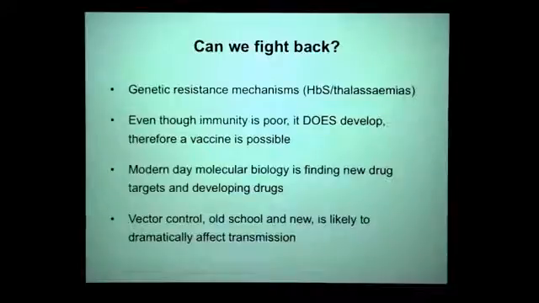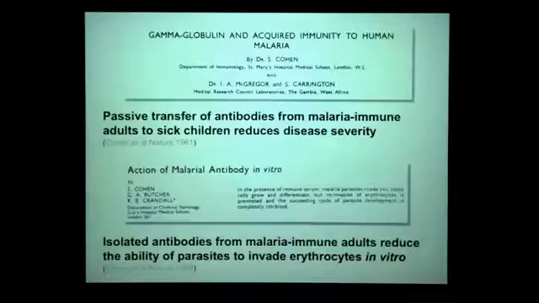I've touched on this idea that the human immune system, although it's poor, does actually develop. So we are able to launch an immune response against malaria. And in some ways, that's the basis of all our strategies to develop an anti-malarial vaccine: immunity can arise, so it should be possible to stimulate it in a very specific way. These were absolutely classic experiments in the 1960s, which showed that passive transfer of antibodies from a malaria-immune individual to a non-immune individual was protective, and later showing that those antibodies could block the ability of the parasite to get in.